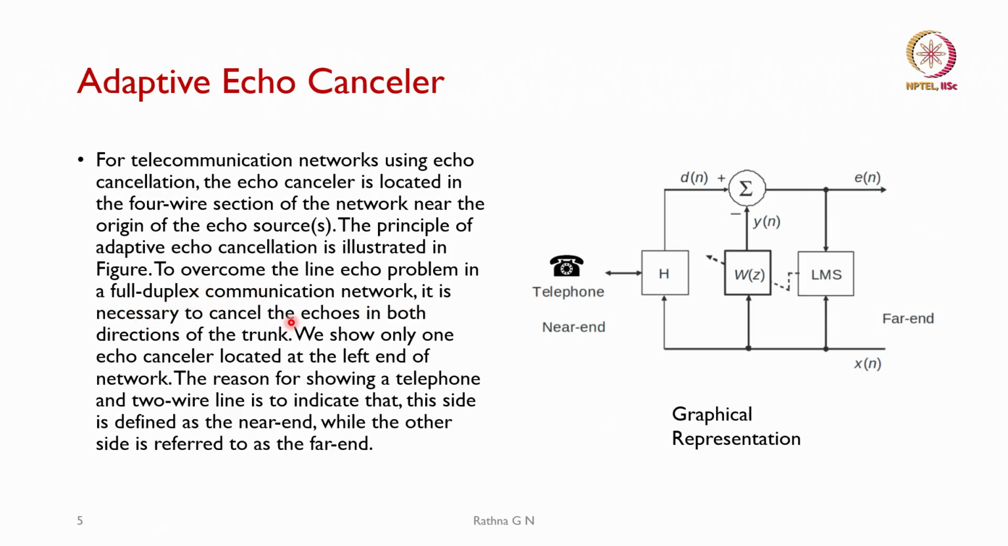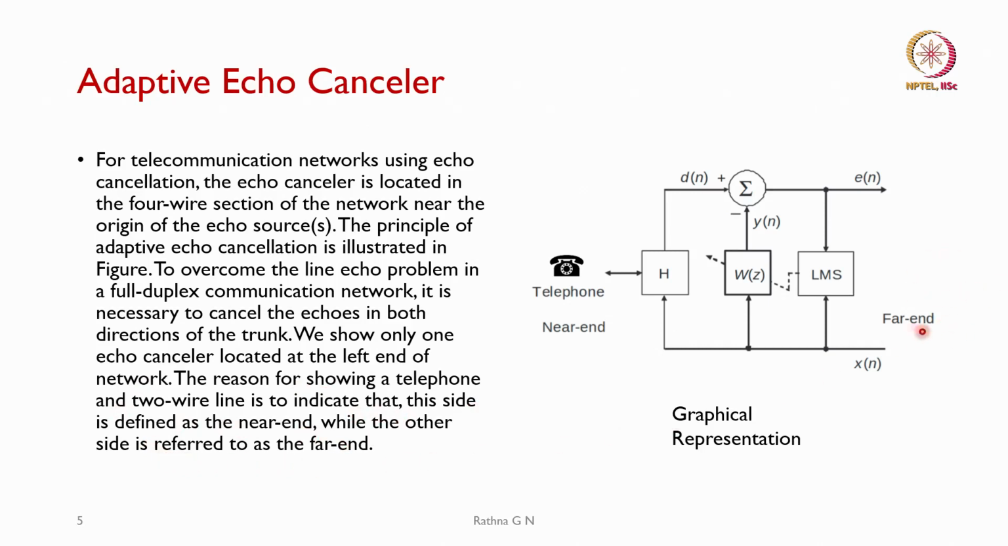It is necessary to cancel the echoes in both directions of the trunk basically. So, only one echo canceller located at the left end of the network is what is shown here. For showing a telephone and 2-wire line, this side is defined as the near end, while the other side is referred to as the far end.